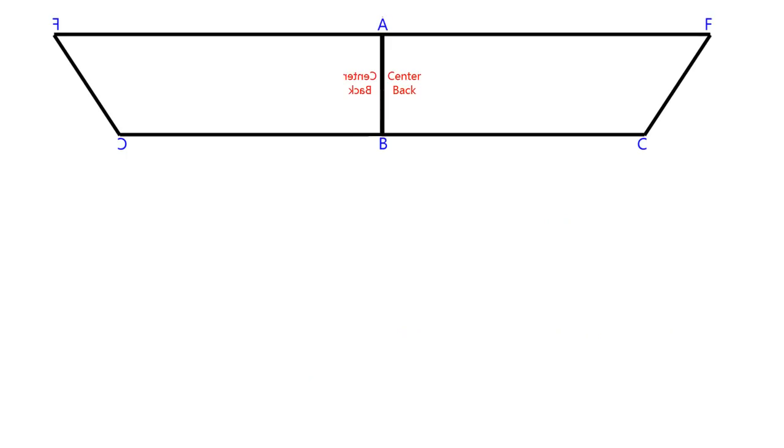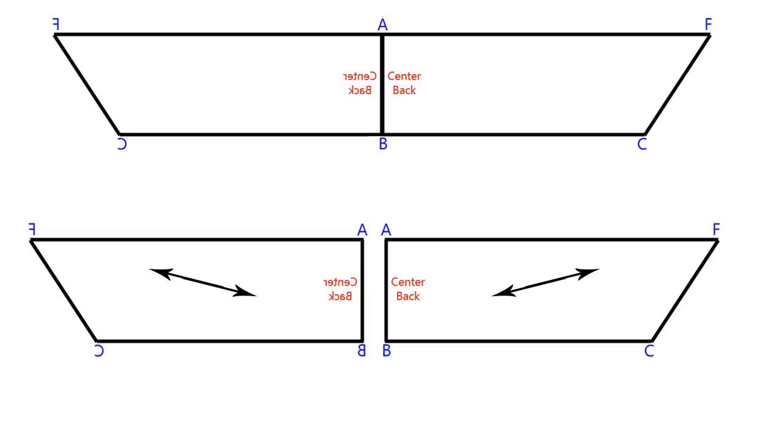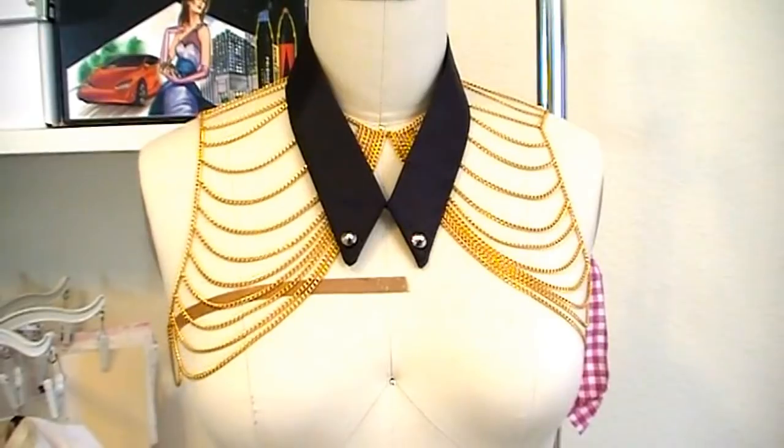So when it's on fabric, you'll have one piece that is a full collar that looks like this. Then you'll have 2 pieces of bias that are mirror images of each other. So that's how you create a pattern for a straight collar.